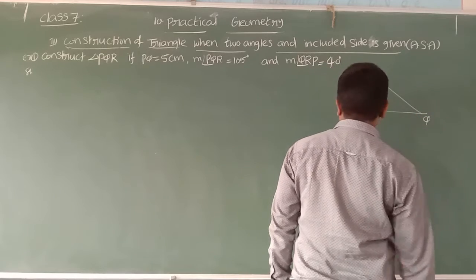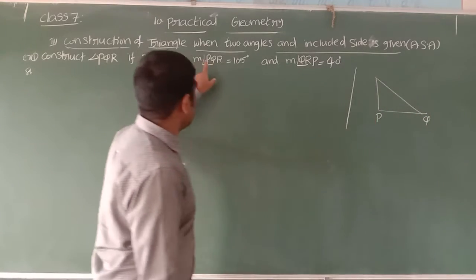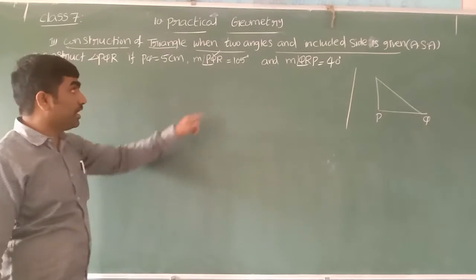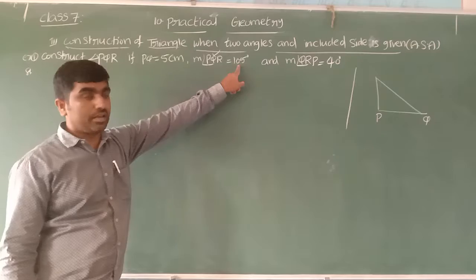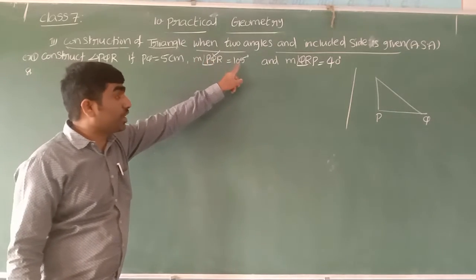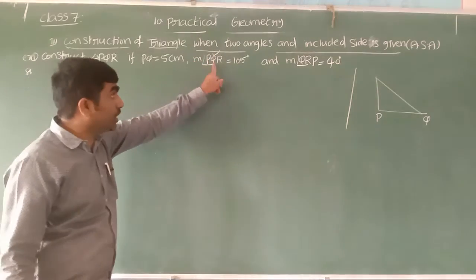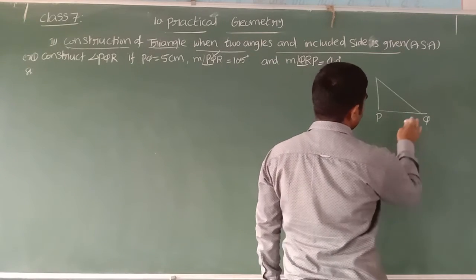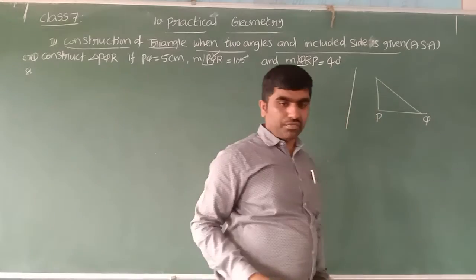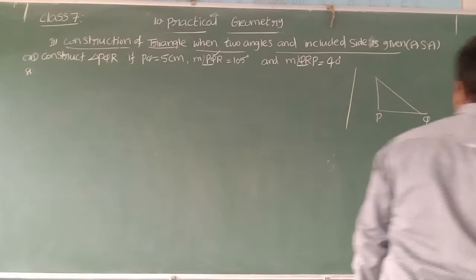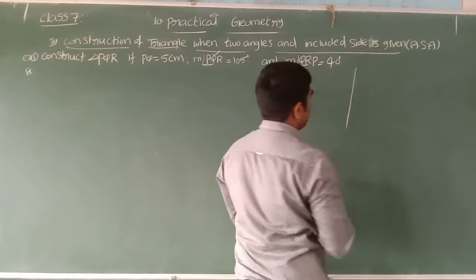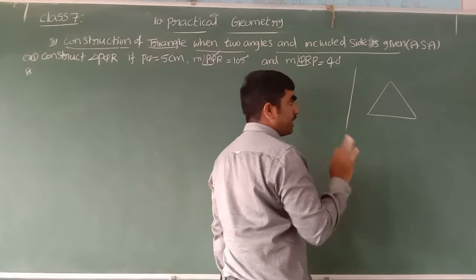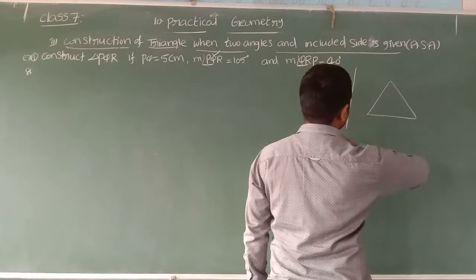PQ is the base. Now the measure of angle PQR. It means the middle letter is the vertex of the angle. The measure of angle PQR is 105 degrees, nothing but the measure of angle Q is 105 degrees. Sorry, angle Q is not 105 in the rough figure, but it is a rough figure only, so nothing will happen. We'll draw it like this, which is better. It is not a right angle triangle. Okay, we'll draw like this.